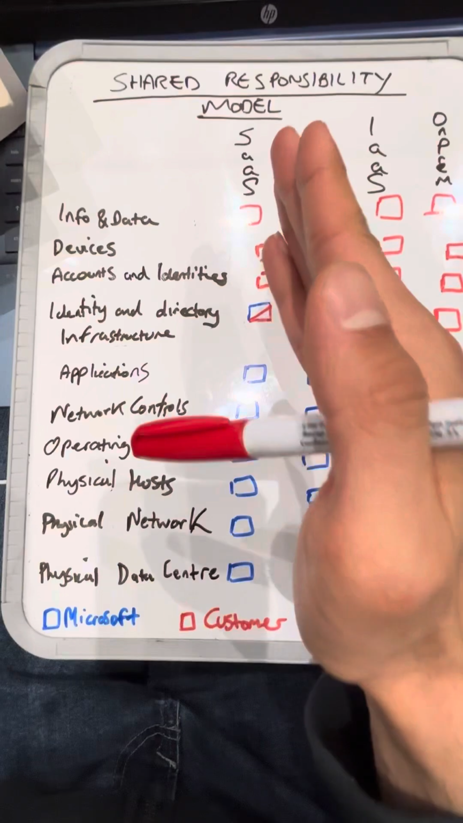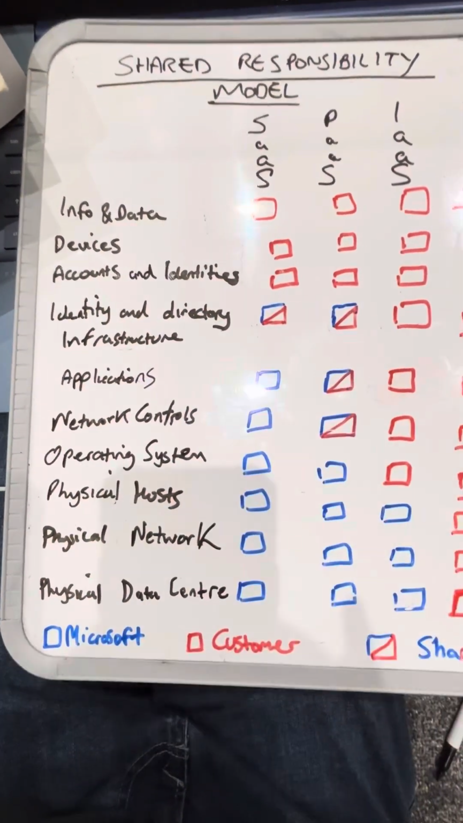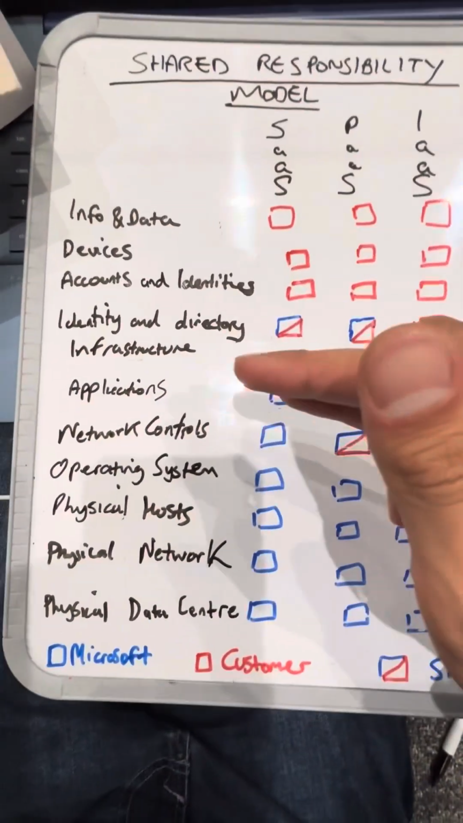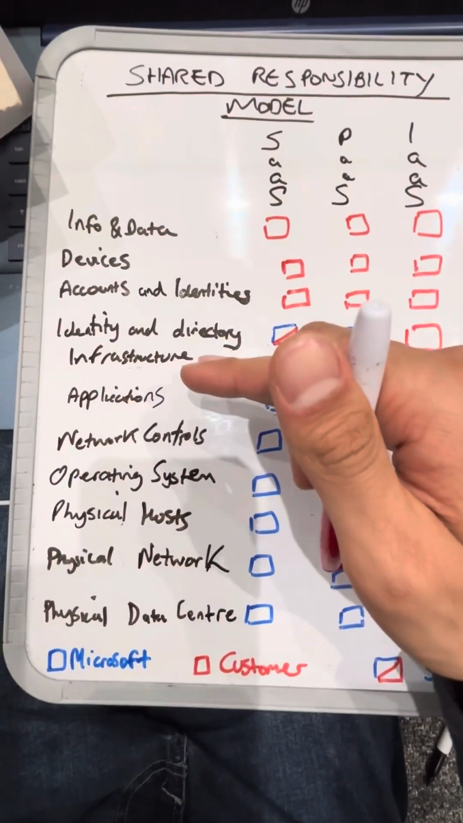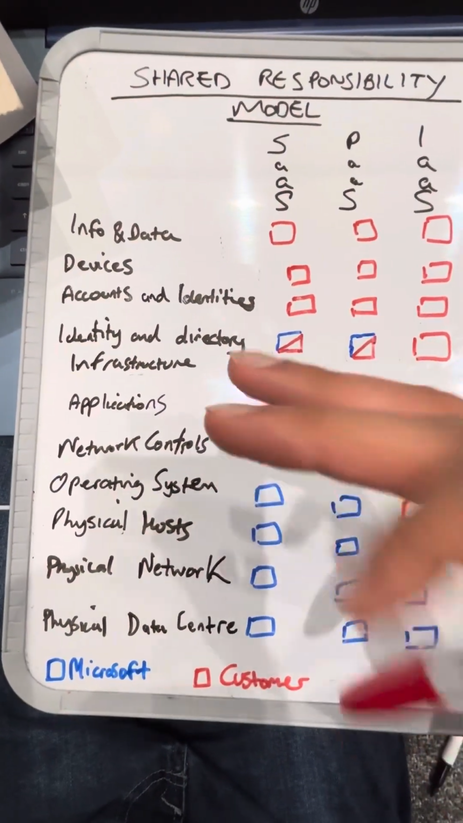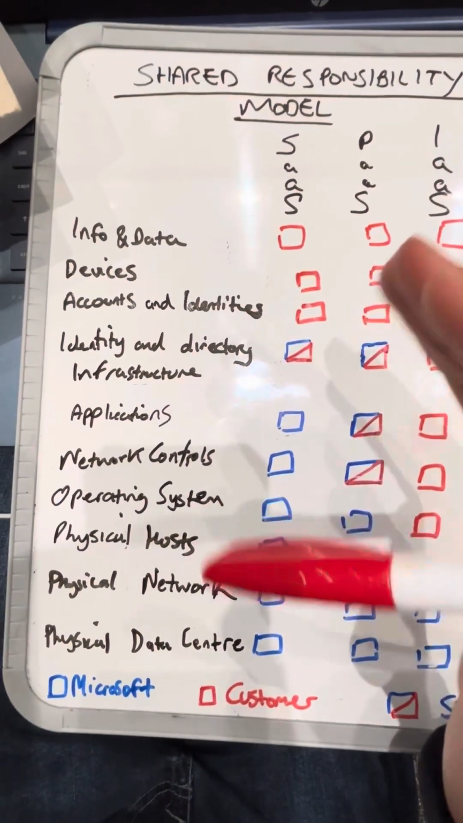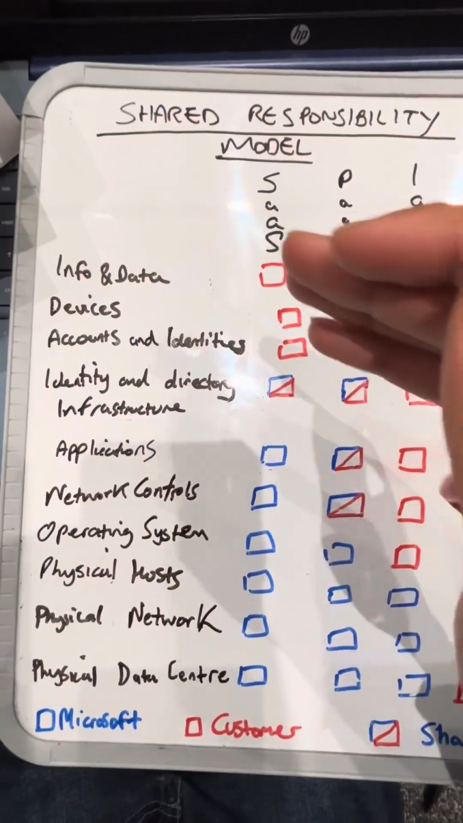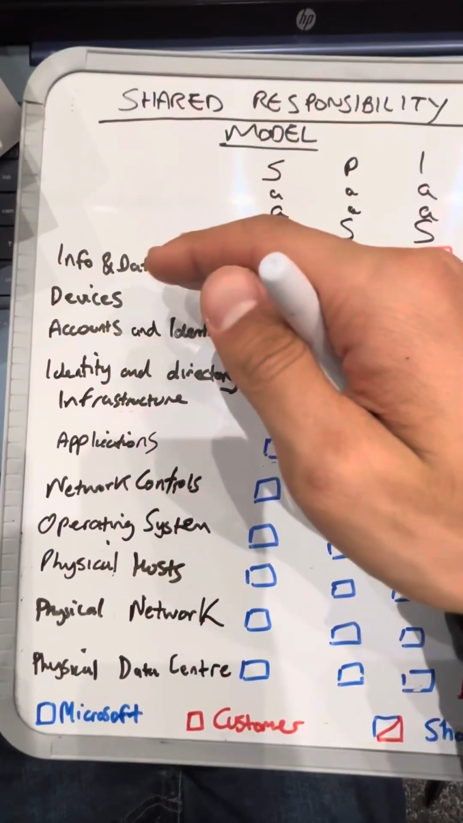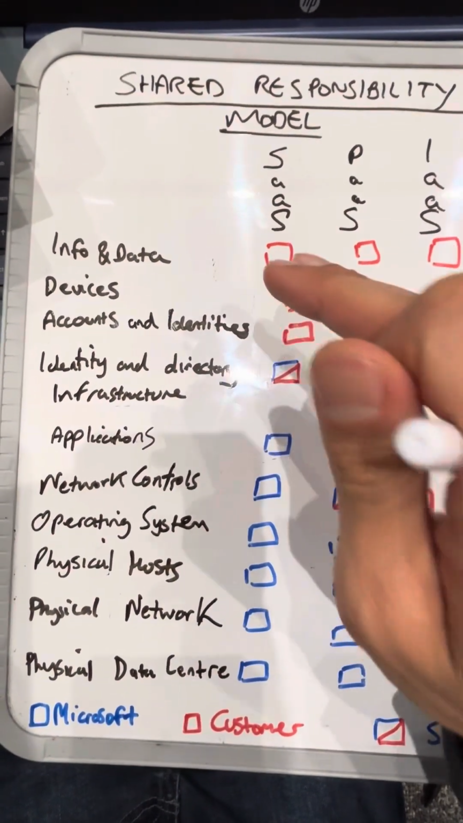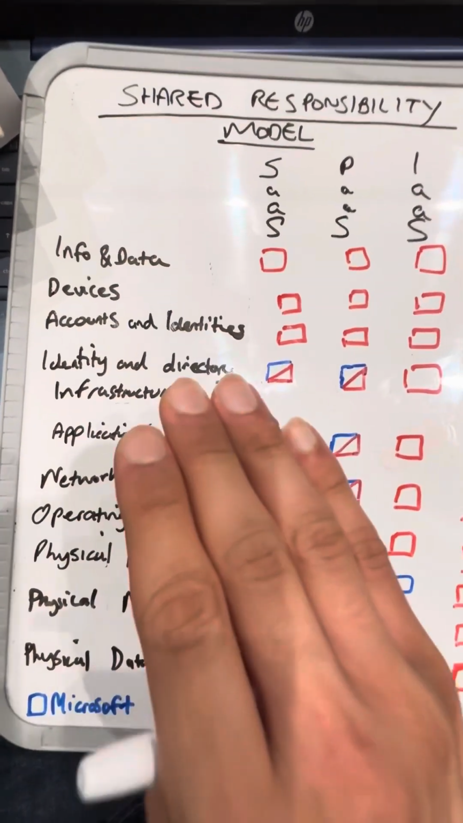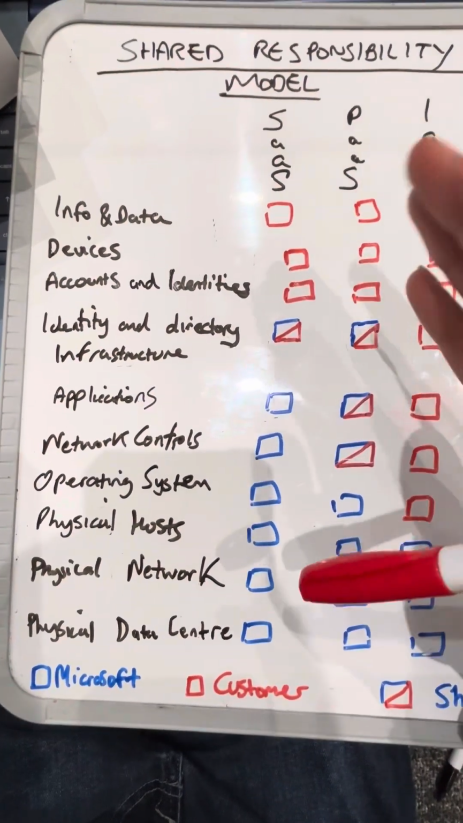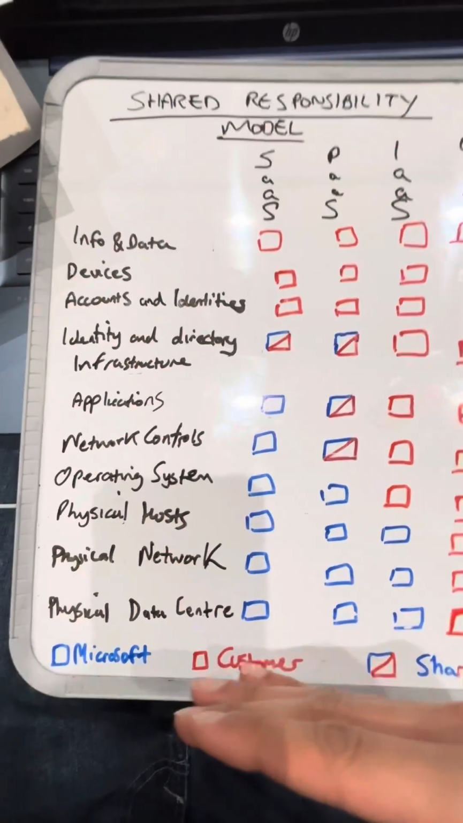So we see now with software as a service, Microsoft have taken responsibility for the physical host, network, and data center. Then they also take on full responsibility for the applications, the network controls, and the operating system. And there's now shared responsibility between identity and directory infrastructure. So what does the consumer manage then? What does the customer have responsibility of? Information and data, devices, and the account and identities, and shared responsibility of identity and directory infrastructure. And that's it. The rest of the responsibilities below are now on Microsoft.